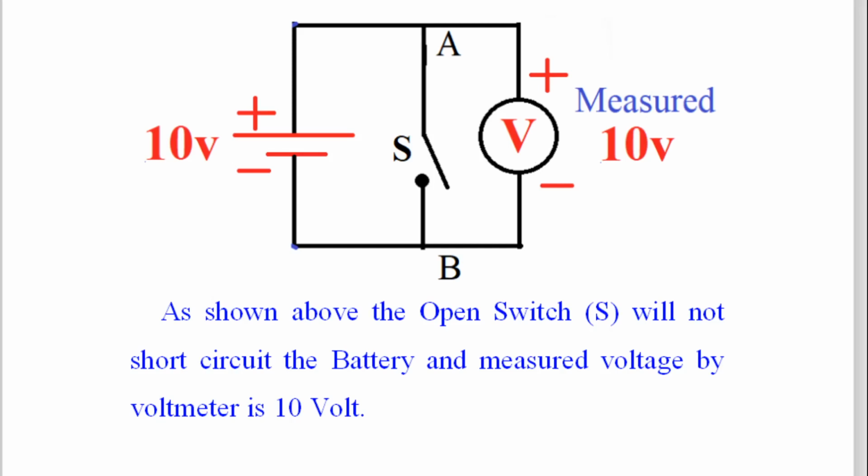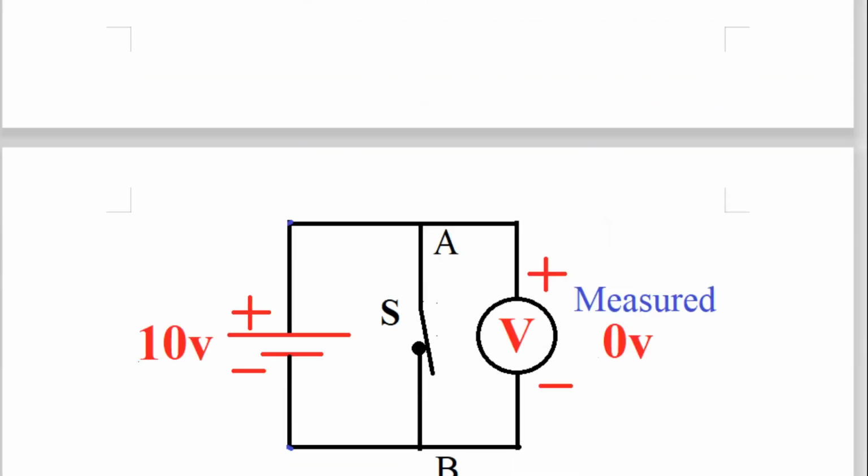Now just imagine, suppose I close the switch, then what will happen? The closed switch always has resistance between terminal A and B of zero, and therefore the closed switch will short circuit the positive and negative of the battery. All of you know the voltage between two terminals which are short circuited is always zero, and that is what we are going to study now.